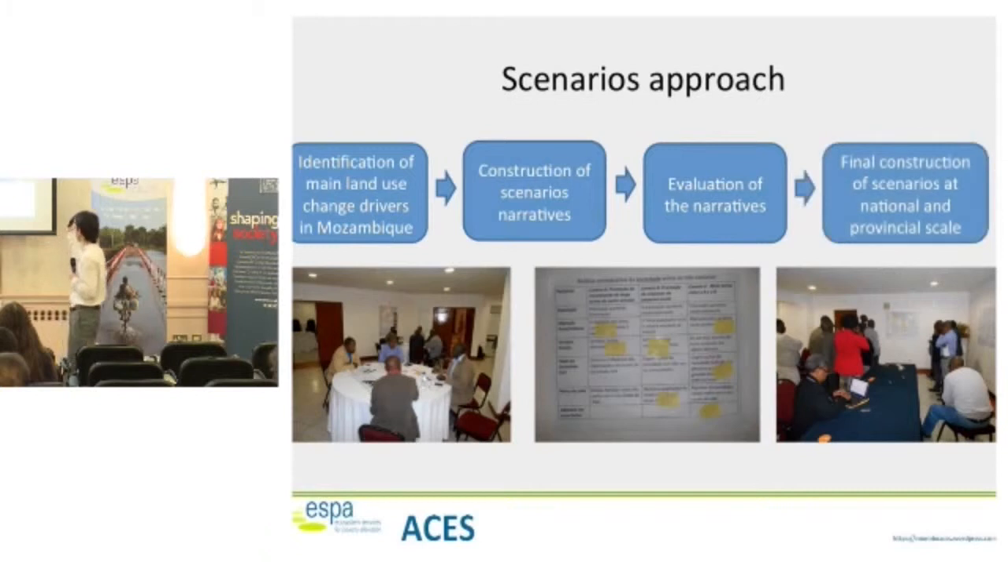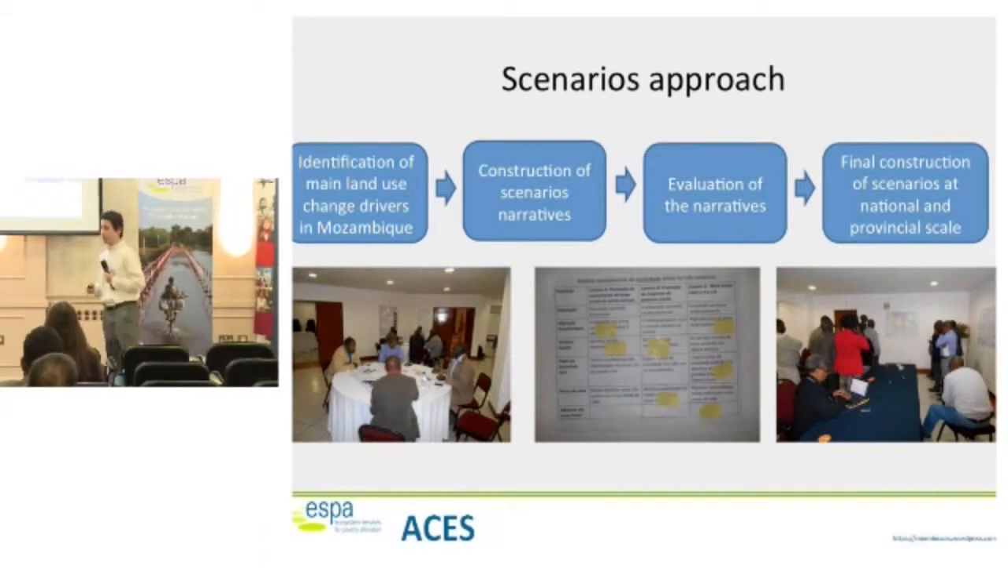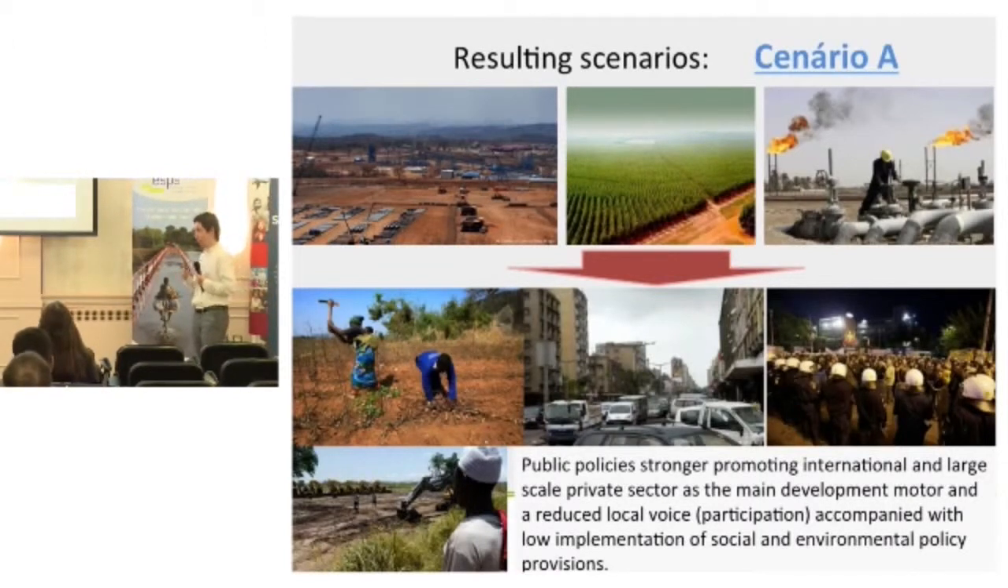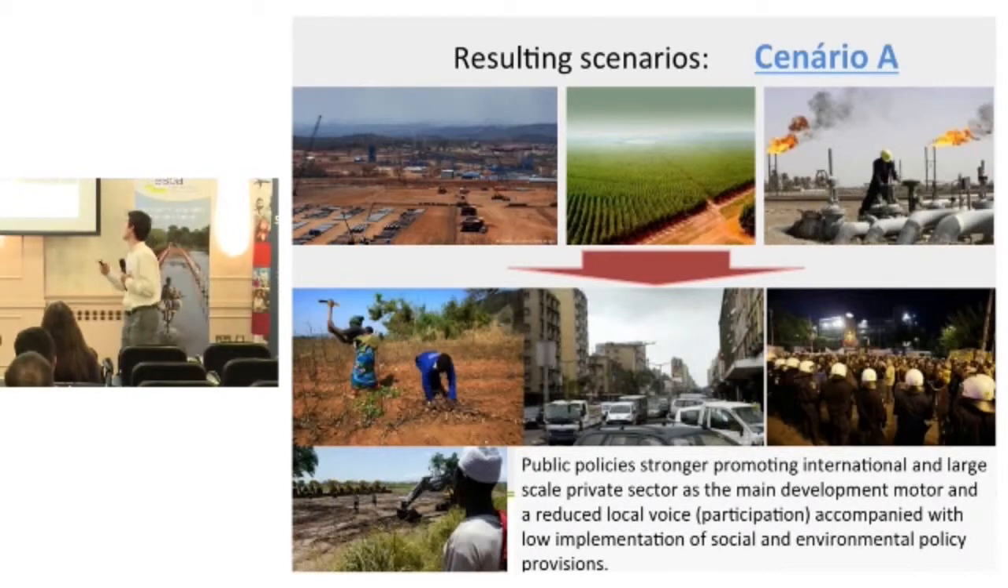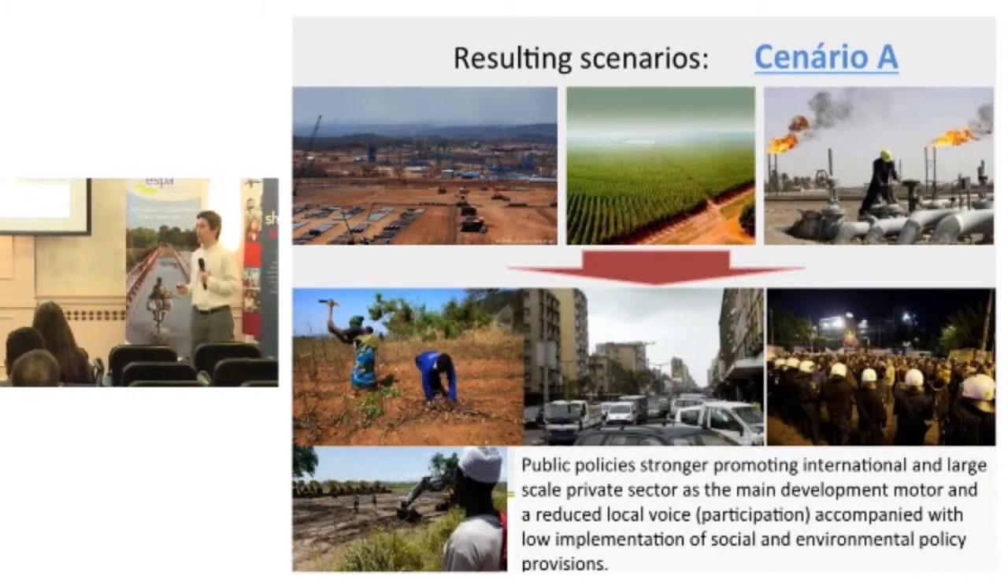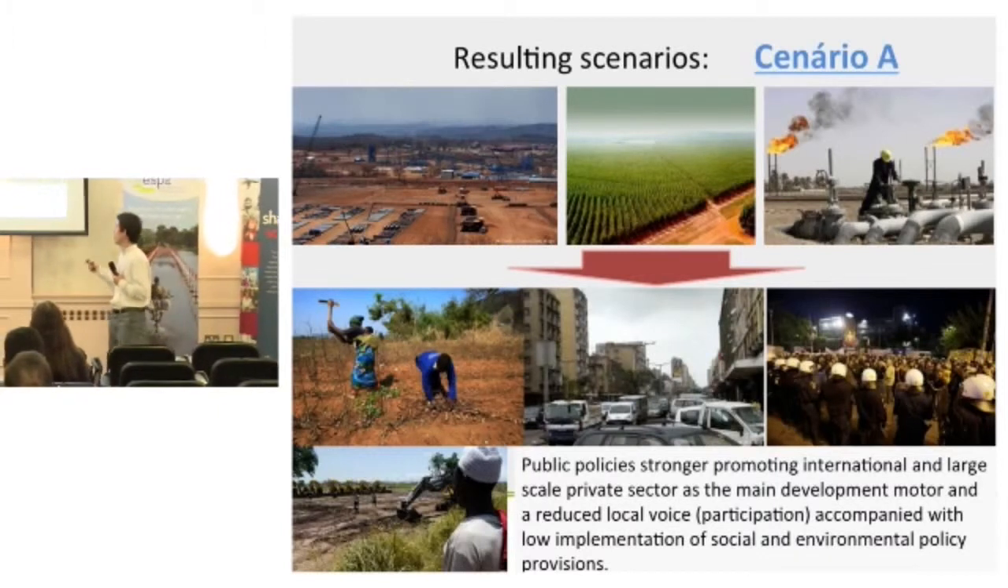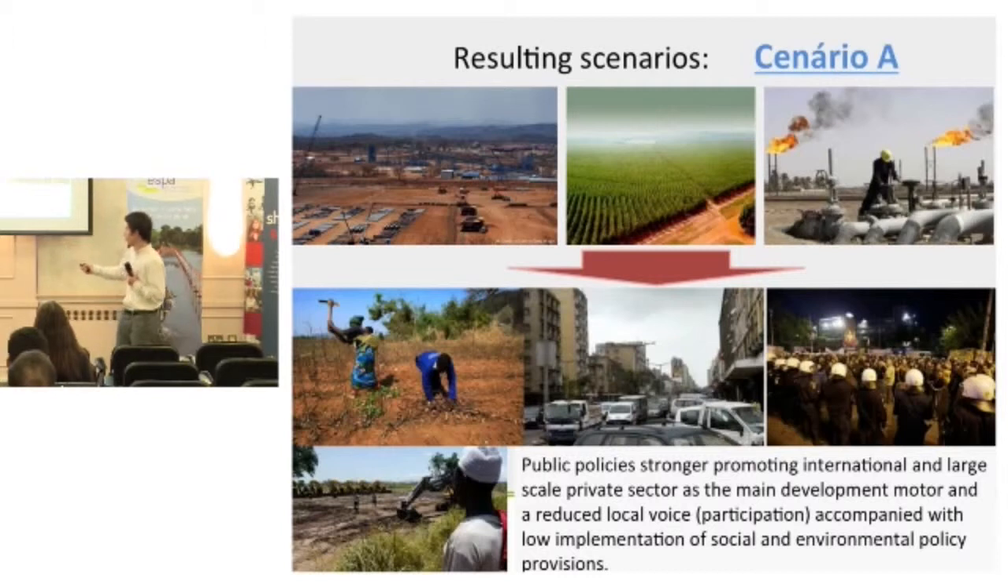And now, with the results from the last workshops, we are constructing a final version of the scenarios. And these are some images showing roughly how the scenarios could look. So scenario A would be driven by the support by the government to large investments, foreign or national investments, and low support to rural inhabitants. So their situation would remain quite similar. Even some of them would benefit from these large investments.